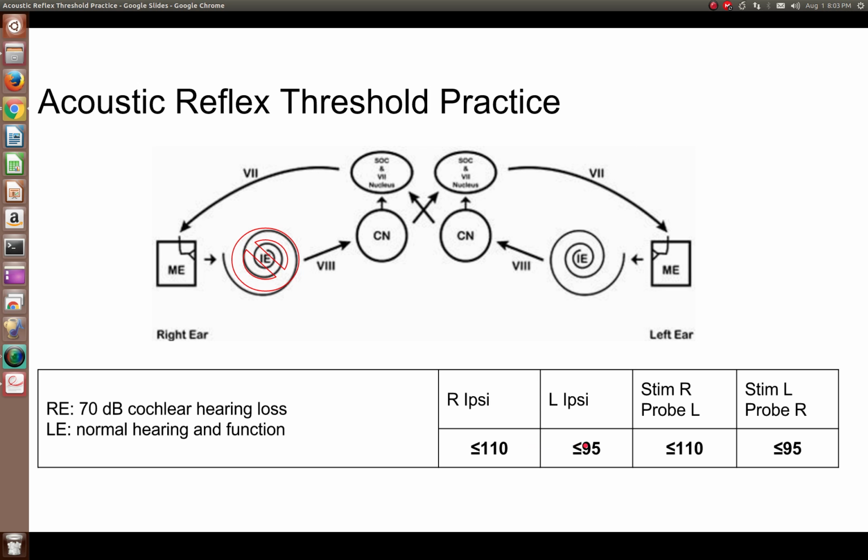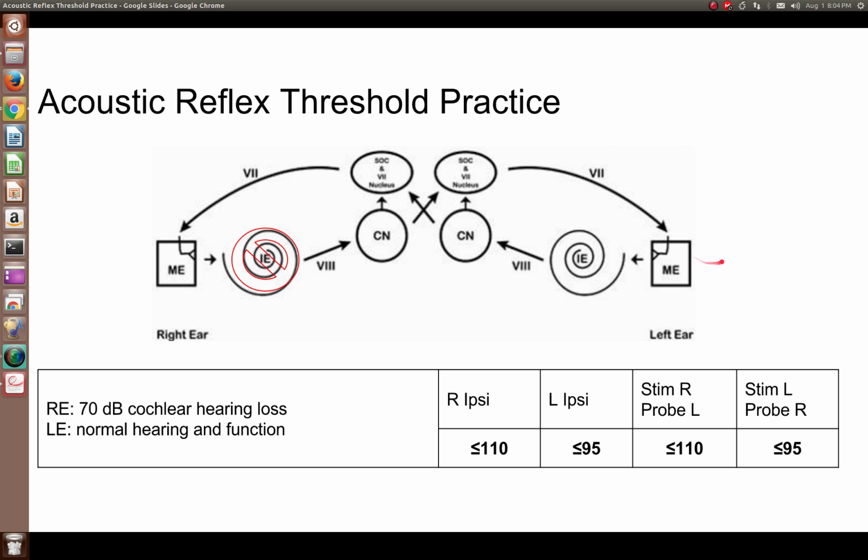Let's look at left ipsi. Left ipsi should be normal, as it shows here, less than or equal to 95. Again, over here, left ear, normal hearing and function. We're good there. What about right contra? Stimulus in the right ear here and probe in the left ear. Well, we've got that hearing loss in the right ear. We've got the reflex in the left ear. It goes back to the same thing. The stimulus ear has a threshold of 70 dBHL. That means that it should be less than or equal to like 110 or 115.